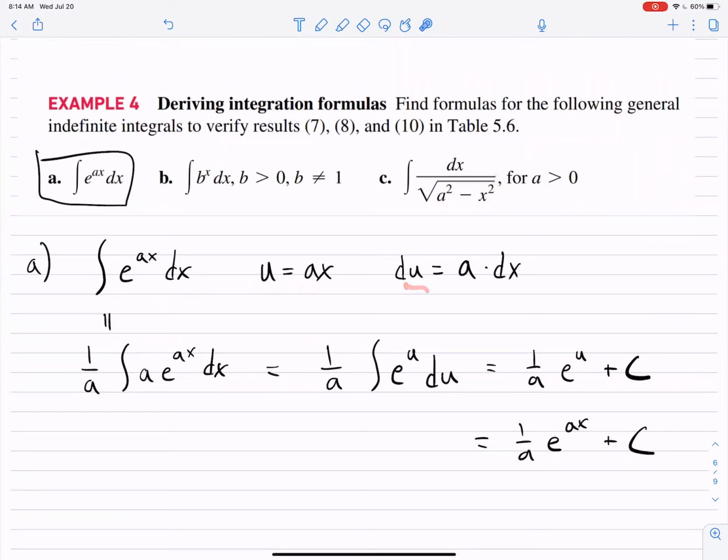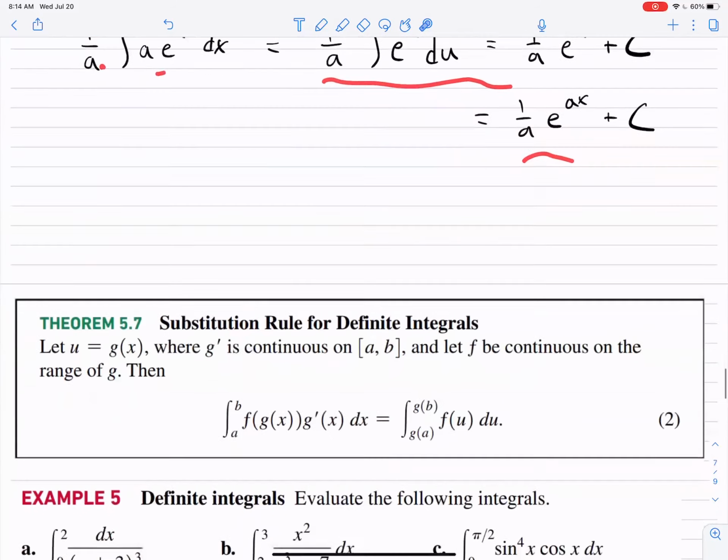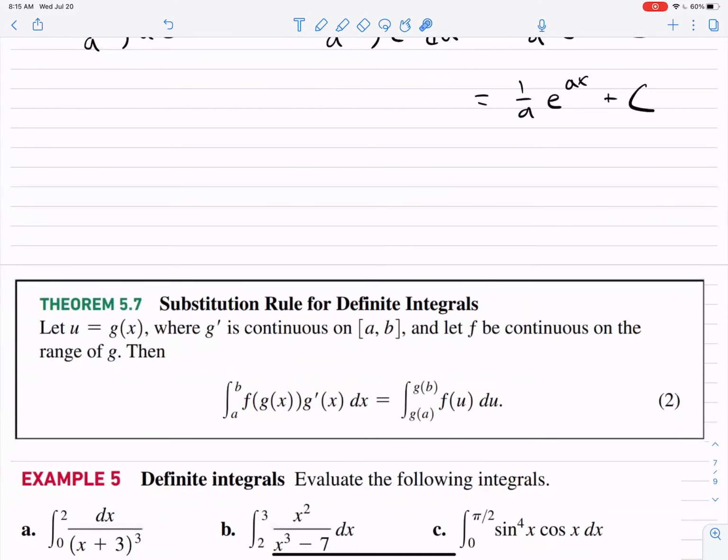So the derivative is a times dx, and so 1 over a times dx. And so that's how you get the 1 over a. It's nothing too crazy. The last thing I want to talk about is the substitution rule for definite integrals.